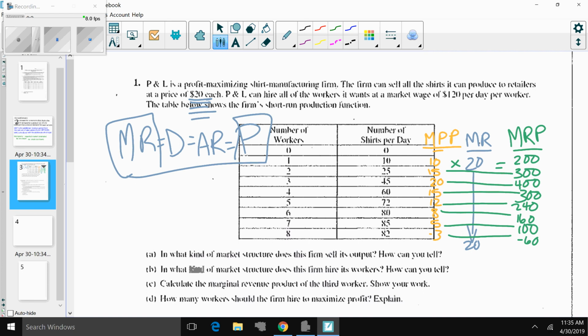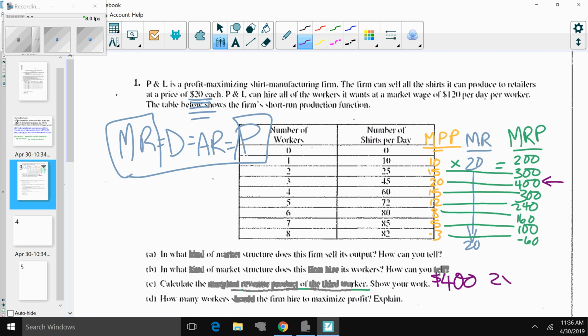I need to find, what's my question again? Oh, calculate MRP of the third worker and show your work. So my MRP for my third worker is going to be worker 1, worker 2, worker 3, this guy right here. MRP is 400.